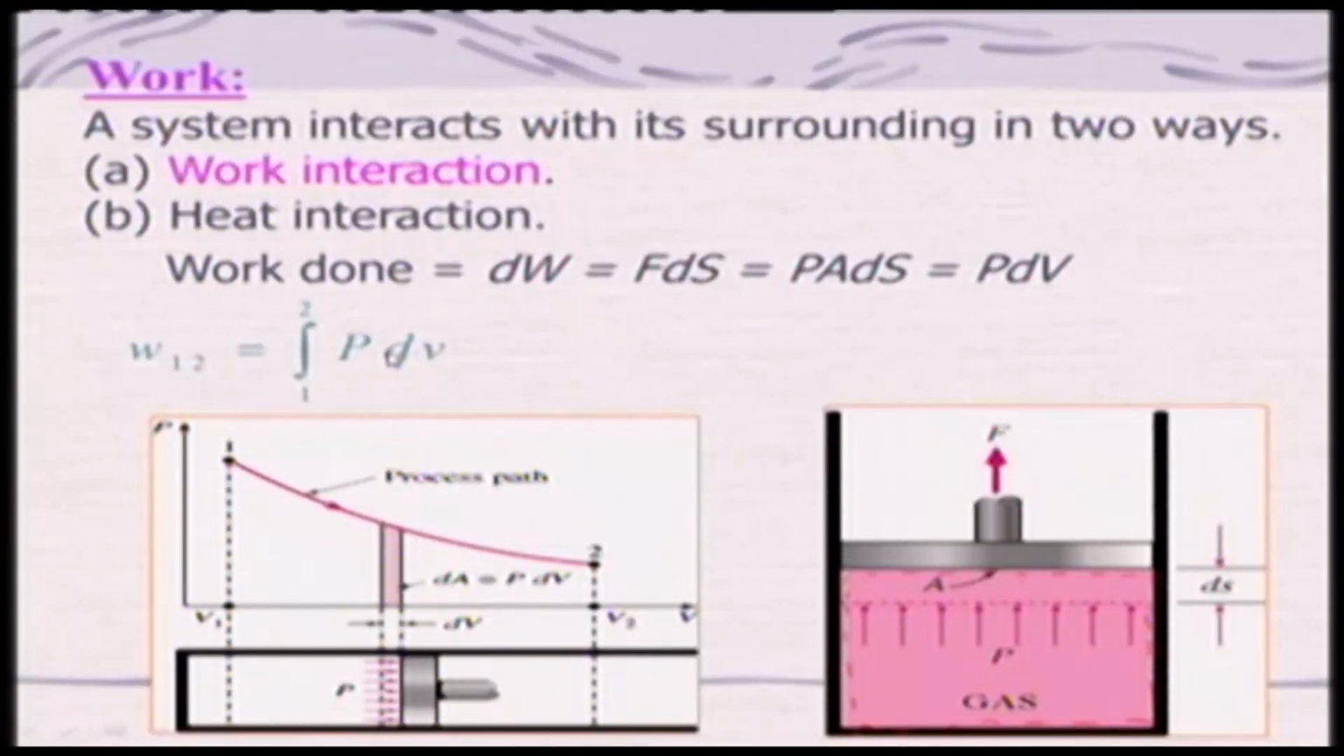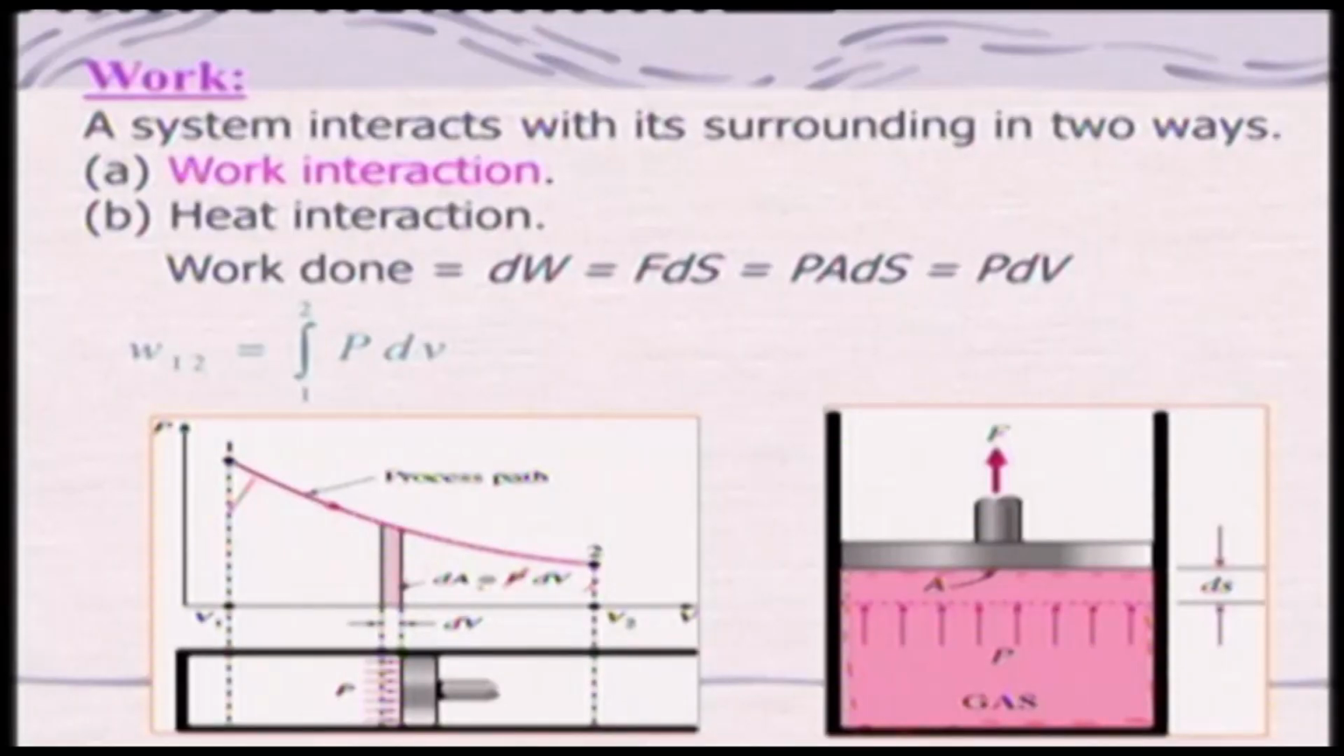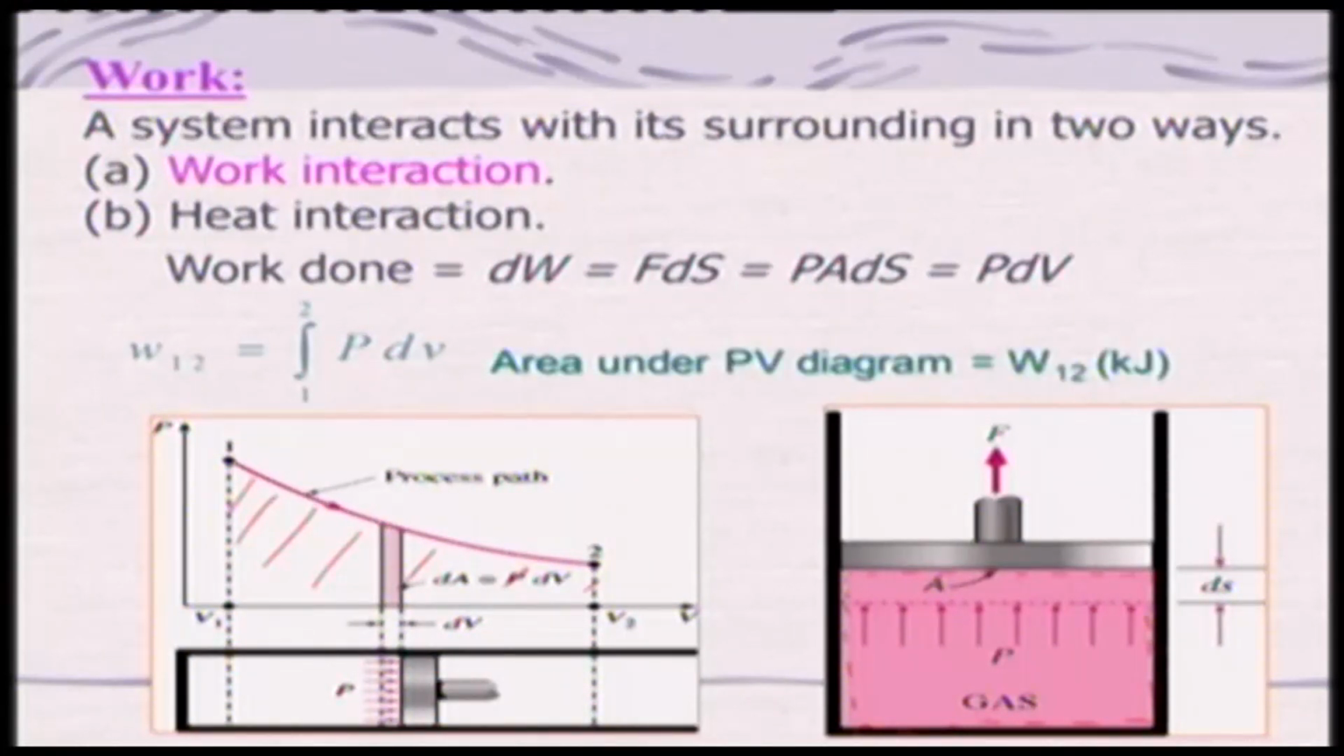This integral is basically an area that gives the work done. In the P-V diagram plot, this area gives me the work done, which can be expressed in kilojoules. Now, during this process, is the work possessed by the system or not?